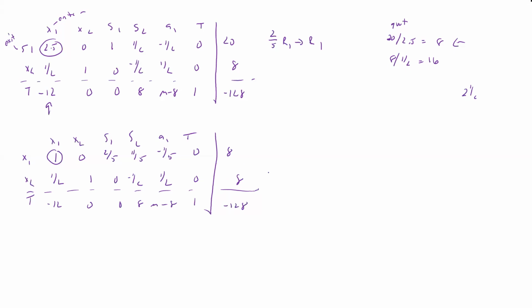So now we can say, okay, let's take a minus 1 half row 1 plus row 2, and that's my new row 2. And I can say 12 times row 1 plus row 3, and that's my new row 3.